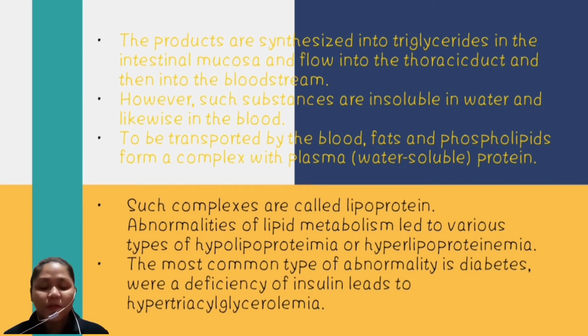Abnormalities of lipid metabolism lead to various types of hypolipoproteinemia or hyperlipoproteinemia. The most common type of abnormality is diabetes, where a deficiency of insulin leads to hypertriglyceridemia.